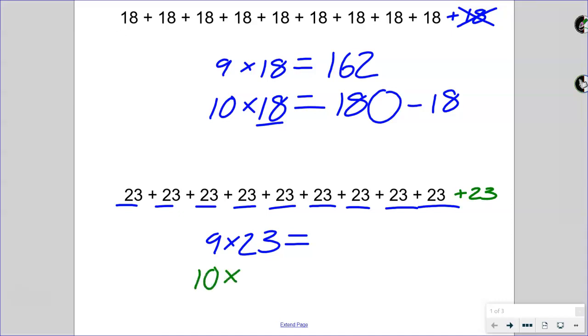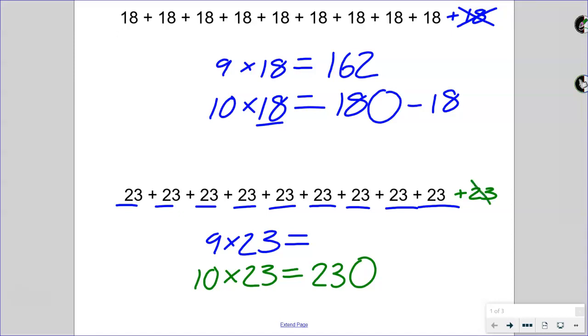I can say, okay, I know exactly what 10 groups of 23 is. I get to use my strategy. So I'm going to take the 23 and put a 0 on the end like we always do when we multiply a whole number by 10. So now we have 230. We know that's too big because we were actually trying to find out what 9 groups of 23 is.